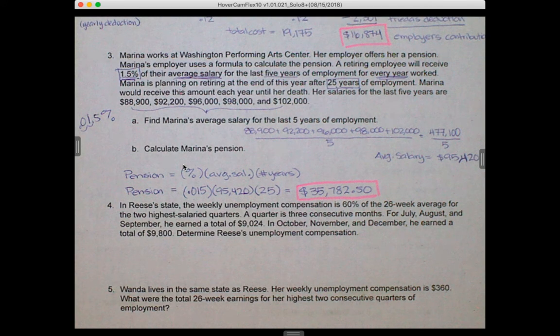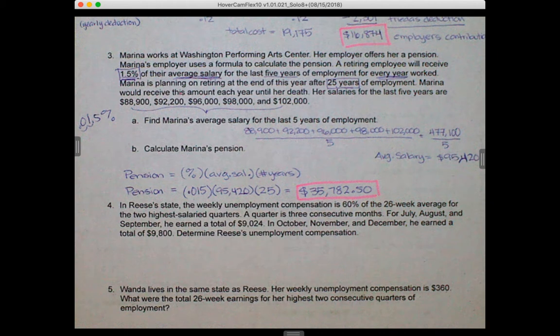Okay, so let's take a look at number 4. Okay, for number 4, it says in Reese's state, the weekly unemployment compensation is 60% of the 26-week average for the 2 highest salaried quarters. Okay, I know that sounds confusing. We're going to talk about what that means.